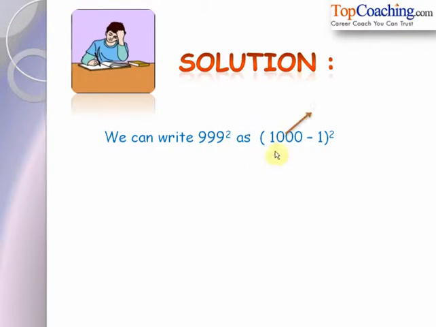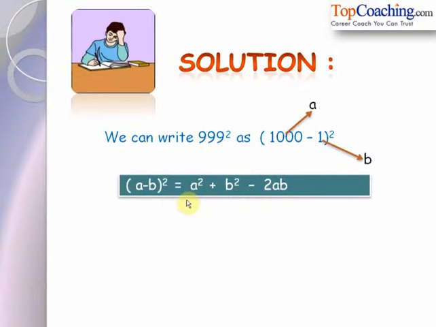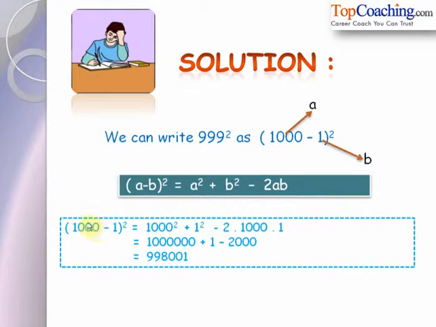Now here we see that 1000 is nothing but a and 1 is nothing but b. So this simply becomes (a − b)². Now (a − b)² is equal to a² + b² − 2ab, and thus we can write (1000 − 1)² equal to 1000² + 1² − 2 into 1000 into 1. This gives 1000000, this gives 1, this gives 2000, and when we add them, we get the answer as 998001. So the value of 999² is equal to 998001, which is 9,98,001.